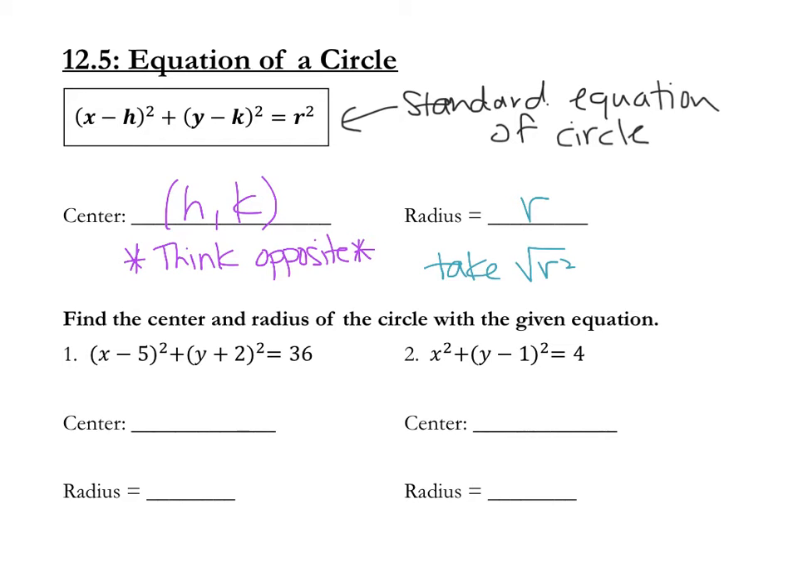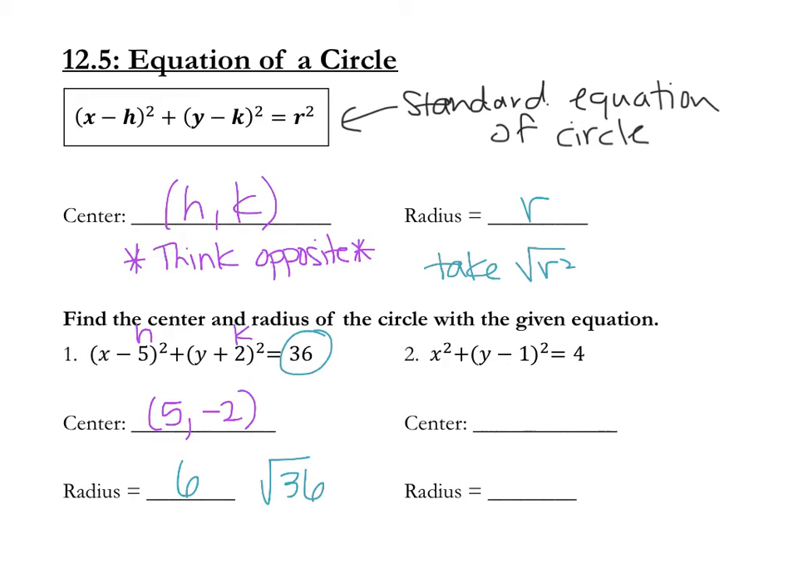So looking at the first example, should be pretty straightforward. They want to know where the center is, so we're going to look at this is h, this is k, but we're going to do opposite signs. That's really positive 5 and then negative 2. It has to be negative 2 to make the minus change to plus. So you have to always think opposite there. And then to find the radius, we're looking at this r squared value. We're going to take the square root of 36. The radius is going to be 6.